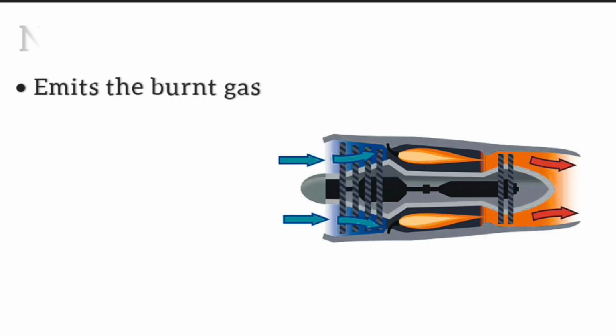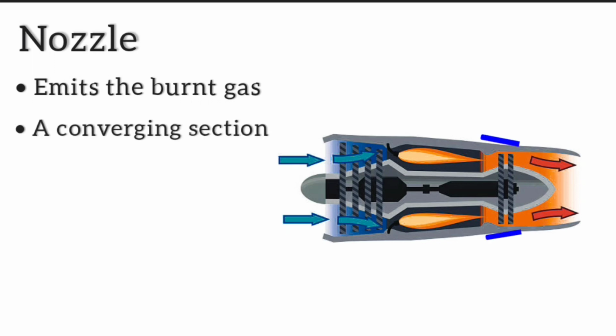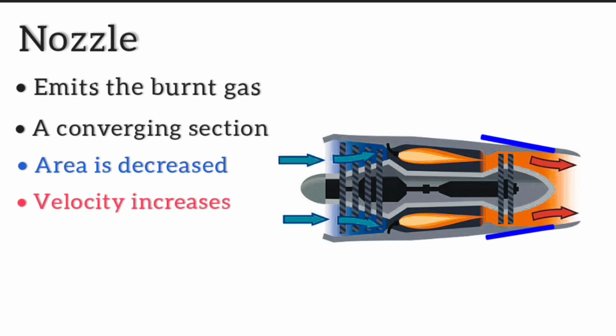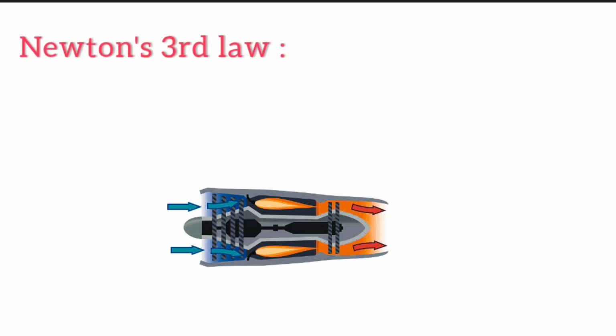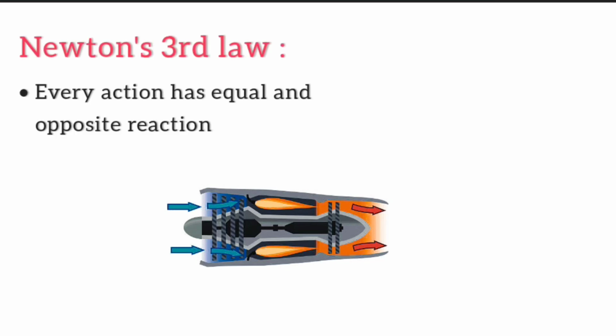And the next stage includes emitting out the burnt gas from the nozzle. The nozzle is a converging section where the area is decreased. It helps in increasing the velocity at the outlet. So the exhaust gas needs to be emptied out at higher speeds to provide the thrust to the aircraft. Considering Newton's third law, every action has an equal and opposite reaction. The high velocity exhaust gas pushes the aircraft forward in a turbojet engine.